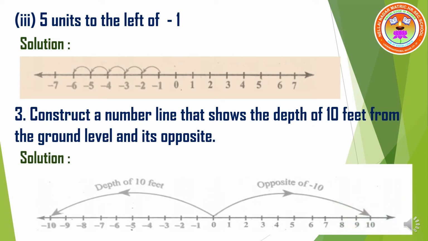So here we have considered 0 as the ground level. Depth of 10 feet is taken to the left side of 0, that is the negative value minus 10. And the opposite of minus 10 is plus 10. Yes children?